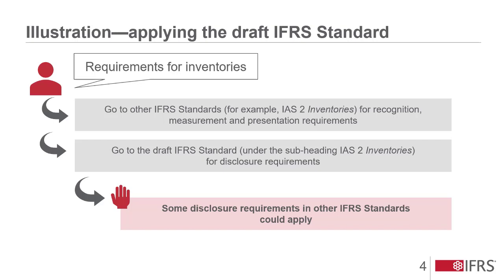For example, the disclosure requirements about going concern in IAS 1 are only required if material uncertainties about the ability to continue as a going concern exist. That particular disclosure requirement is left in IAS 1 because other paragraphs in IAS 1 provide further guidance about it. In other words, even if this disclosure is not listed in the draft IFRS standard, as this is not in Appendix A, it is still applicable.